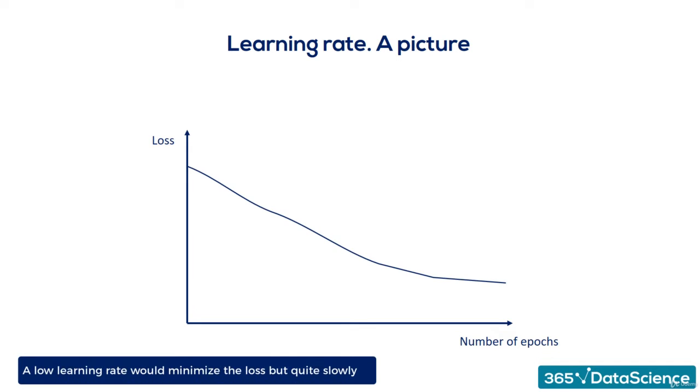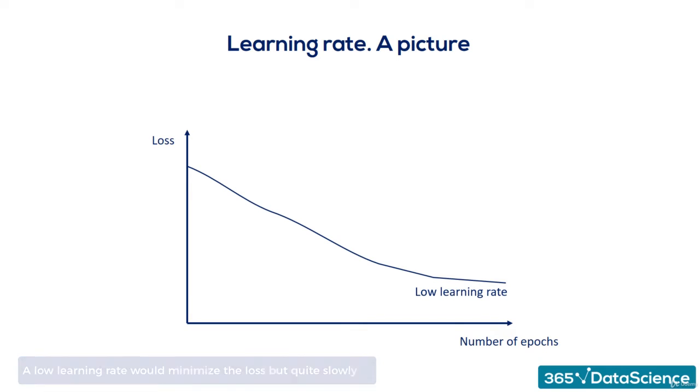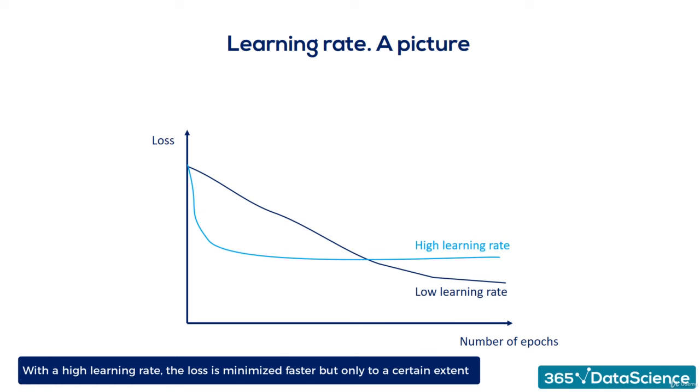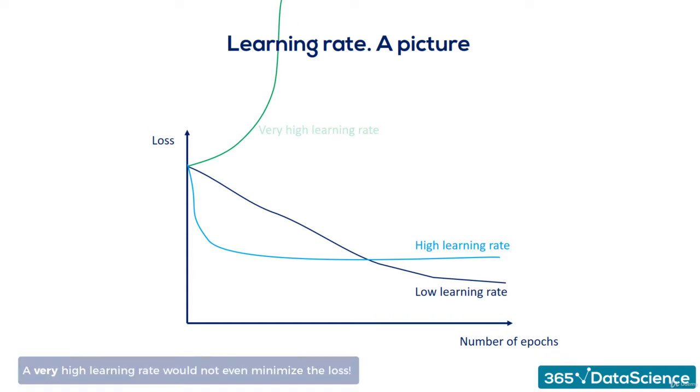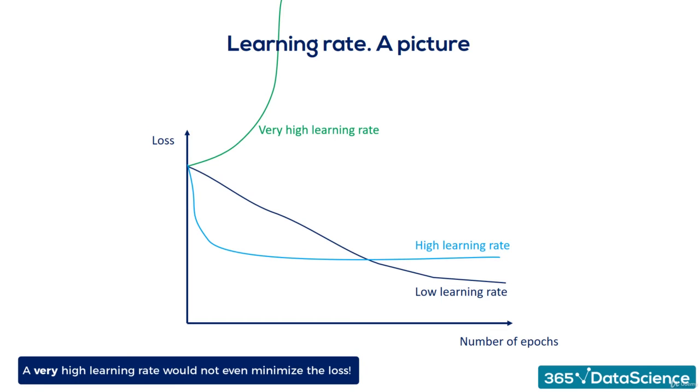We used a small learning rate, which reached the goal, but slowly. As we said, a high learning rate would minimize the loss fast, but only to a certain extent. Then it starts oscillating, and the loss stops moving. A very high learning rate would not even minimize the loss. The cost would rather explode upwards as seen in the graph.